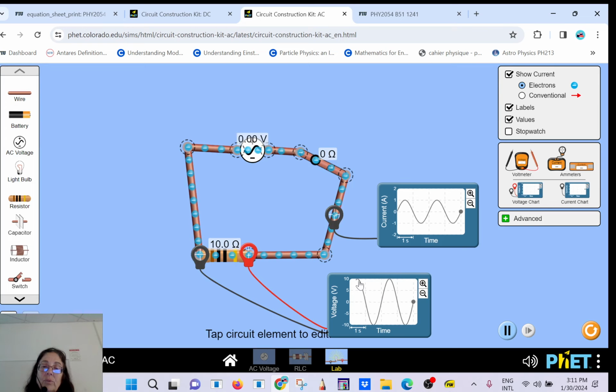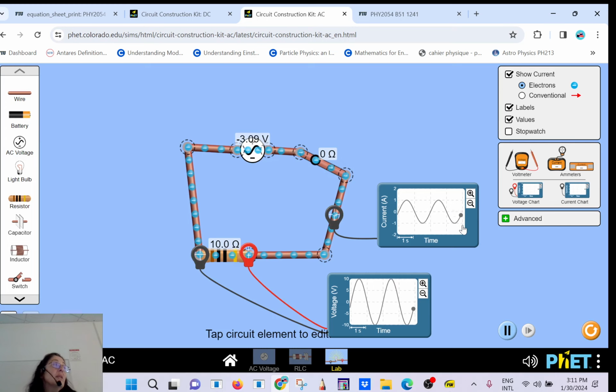See, it goes up to 10. So 10 will be the peak voltage, and it goes up and down and up and down. Cosine? It will be a sine also, or cosine. Actually, it doesn't matter, because sine and cosine are just off by a shift of 90 degrees. Anyway, the most important thing to understand is that it's going to be a sine wave.